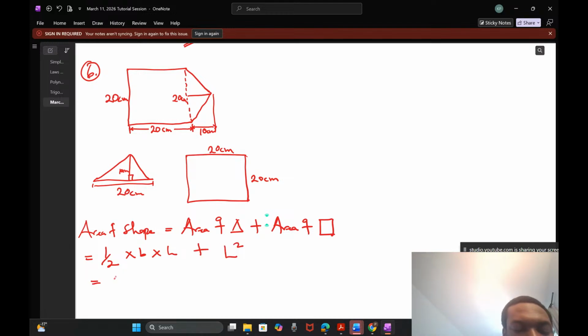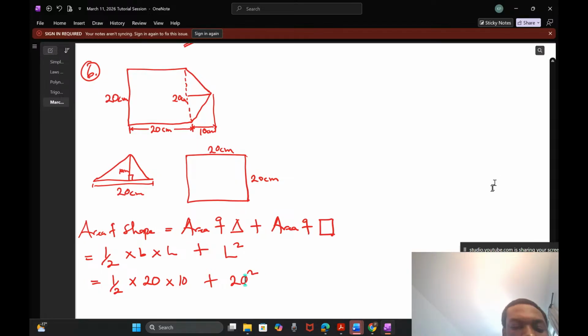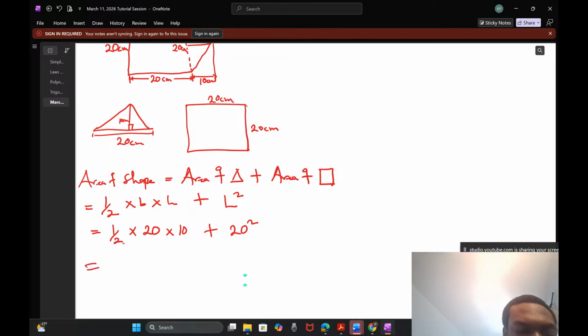Okay, so that will be 1/2. The base is 20 centimeters. The height is 10 centimeters, right? And the length for this square is 20. So that's 20 squared. So 20 divided by 2 will give us 10. Okay, 10 times 10 will give us 100, plus 20 squared is 400. So 100 plus 400 is 500. So the total area for this shape is 500 centimeters squared.